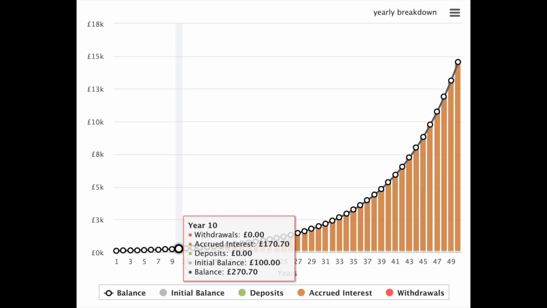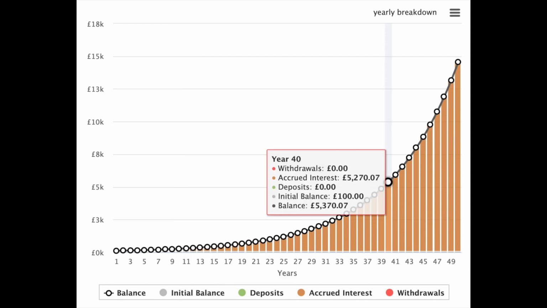Compounding is extremely powerful, but it needs enough time, enough of a runway to actually make a really meaningful difference. If we go to the same account that was £100 invested at 10% compounded for 50 years, we'll look at the first 10 years. In the first 10 years, your £100 investment turned into 270. Whereas by year 40, your £100 had turned into roughly £5,400.